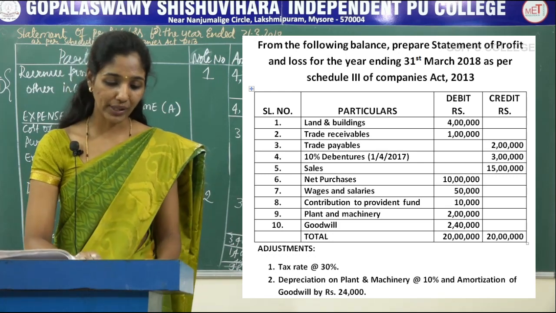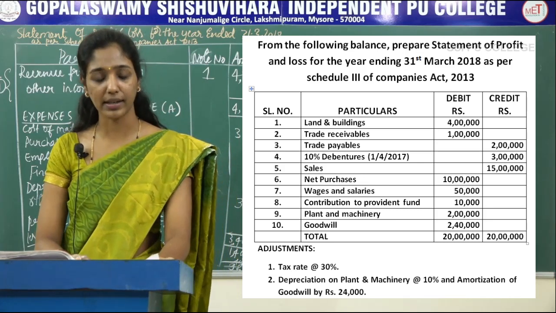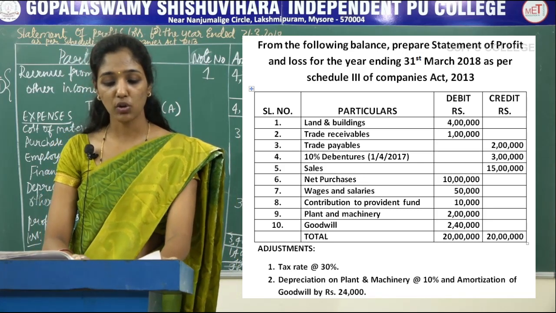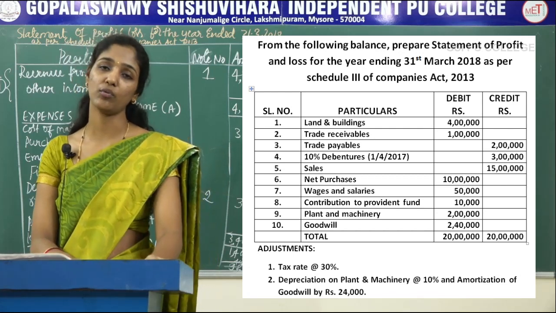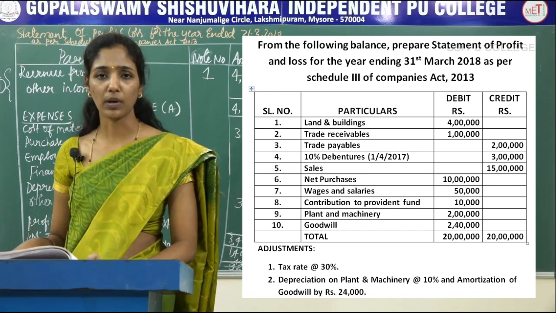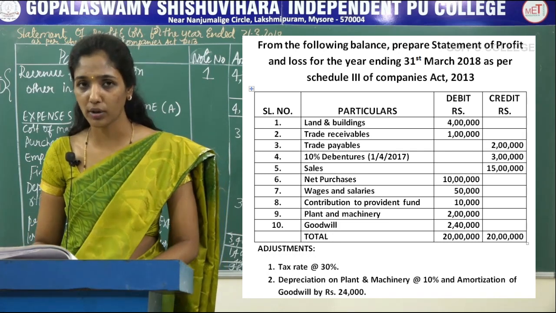And they have also given adjustment. The first adjustment is tax rate at 30%, and the second adjustment is depreciation on plant and machinery at 10% and amortization of goodwill by 24,000. So here in this problem they have given the items of both balance sheet and profit and loss account.